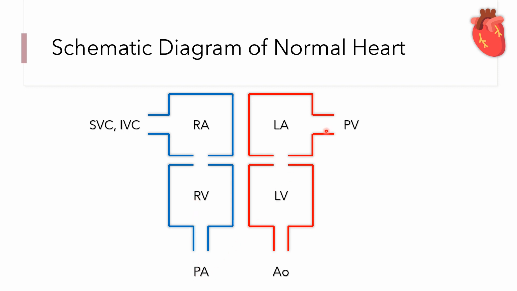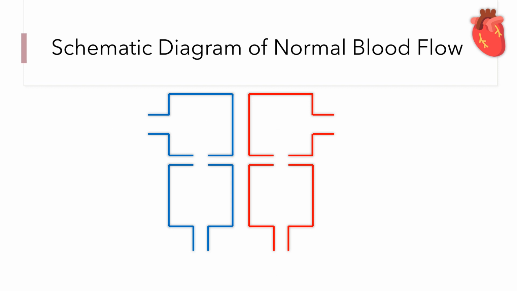Next, the four pulmonary veins are schematically represented here by a single vein, which is draining into the left atrium. The left atrium is draining into the left ventricle via the mitral valve, and the left ventricle is pumping into the systemic aorta. So this is the schematic diagram of a normal heart, and now the normal blood flow in it.